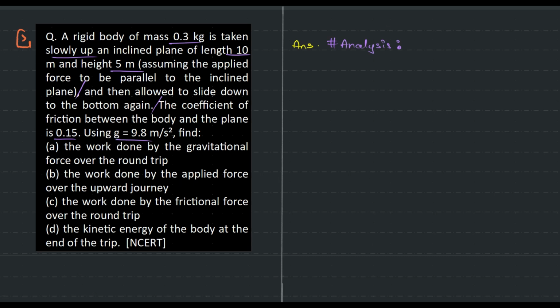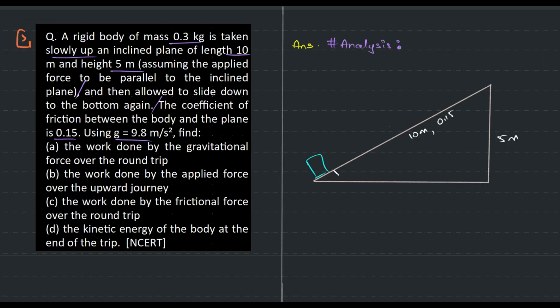Okay. First thing is the diagram. I mean, this is a bit complicated. So before we do anything else, we need to figure out a diagram. So if I have this as something like this, looks like half. Anyways, doesn't matter. So this is 10 meter length and this is 5 meter high. And the coefficient of friction is 0.15. Kinetic friction, that is. So the object is taken from this point.